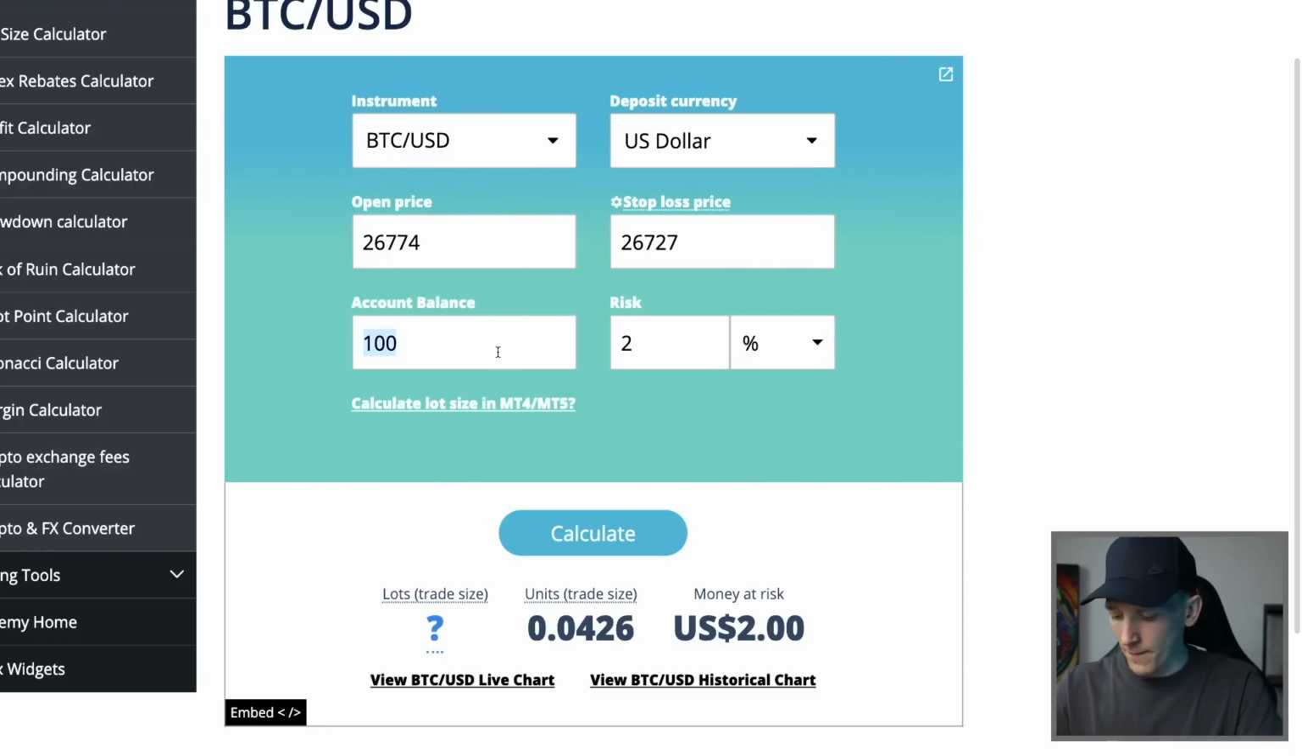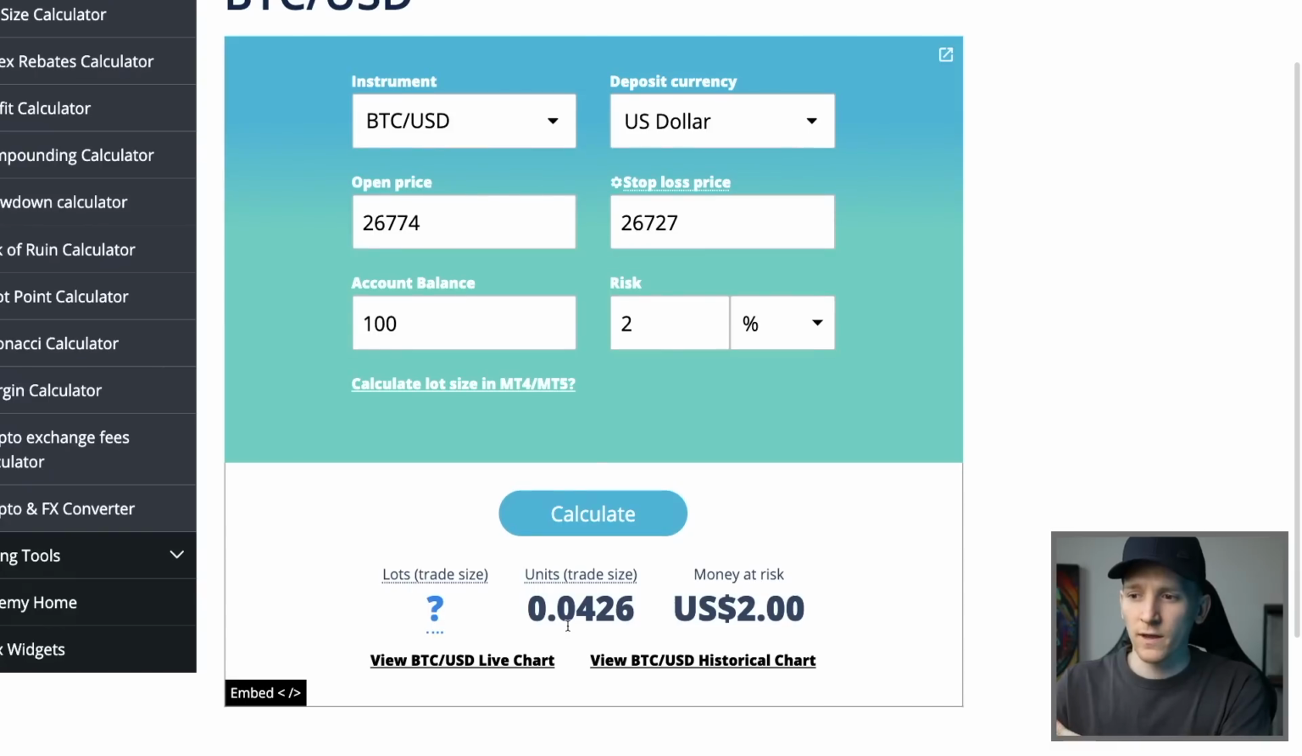If you put a $1,000 balance, then obviously the decimal point is just going to move up 1. So for a $100 balance with $2 money at risk, you're looking at trading 0.04 Bitcoin. If you want a $1,000 balance and your money at risk is $20 each trade, then the balance you trade is 0.4 of a Bitcoin right here. So we know the Bitcoin unit balance that we can trade now.